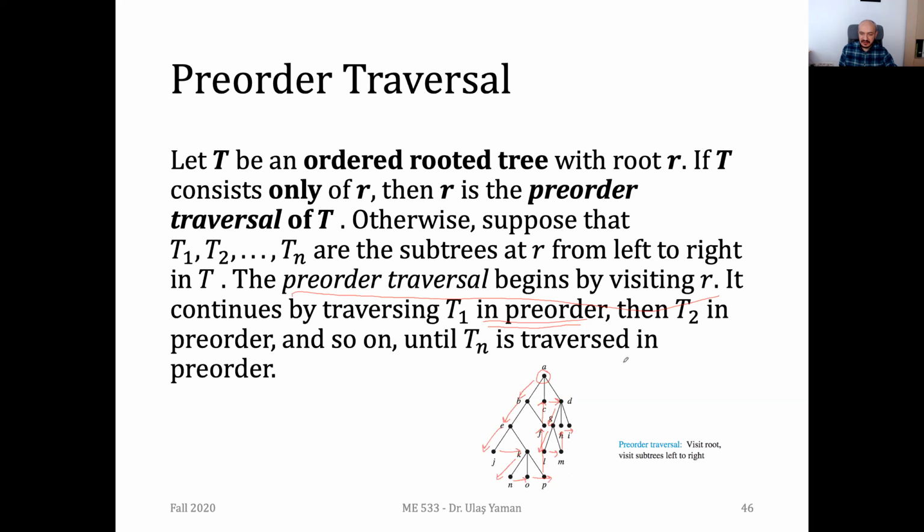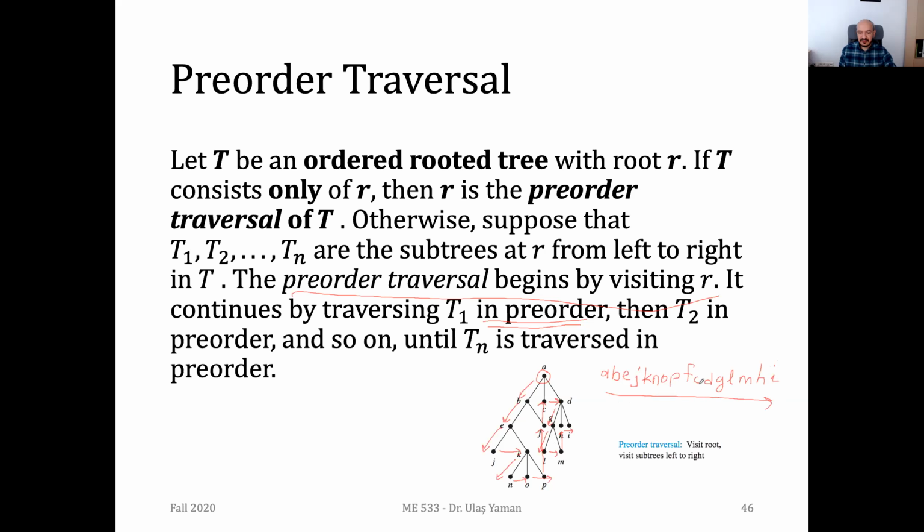If I write it here, it's A, B, E, J, and then K, N, O, P, and then we jump to F, and then C, D, G, L, M, and then back to this level H and I. So this is the pre-order traversal of the given tree.